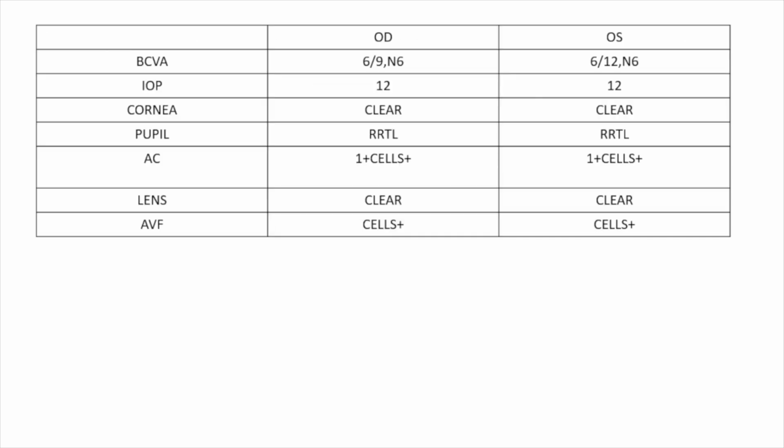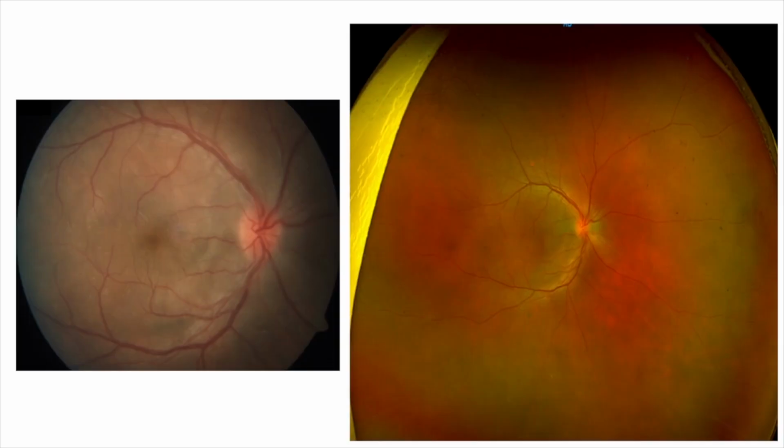On examination, the best corrected visual acuity in the right eye was 6 by 9, N6. There were cells in the anterior chamber and vitreous. Left eye, the vision was 6 by 12, N6. There was AC reaction and cells in the anterior vitreous.